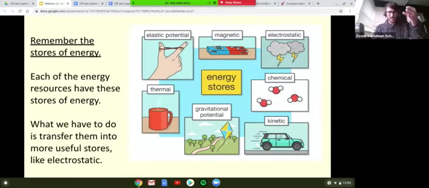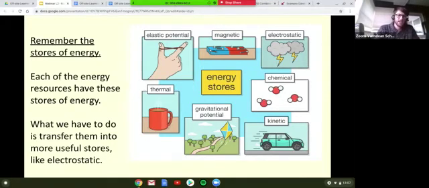And we've got the elastic potential, the magnetic, the electrostatic, thermal energy, gravitational potential, chemical, kinetic, and there's also one not shown by this lovely picture, which is the nuclear store of energy as well. So we've got all of these different stores of energy.